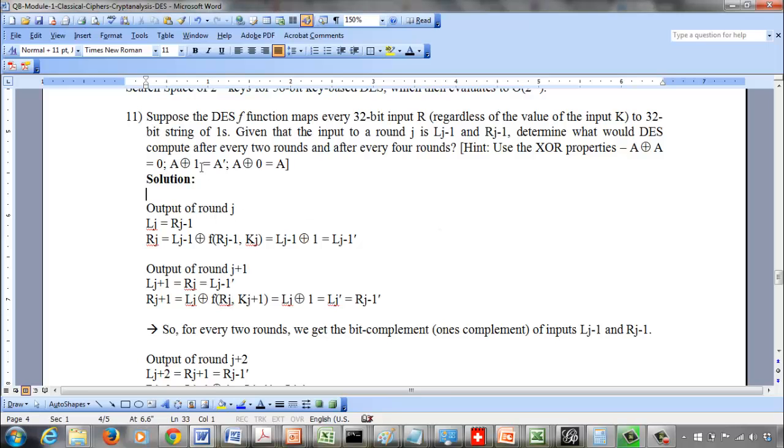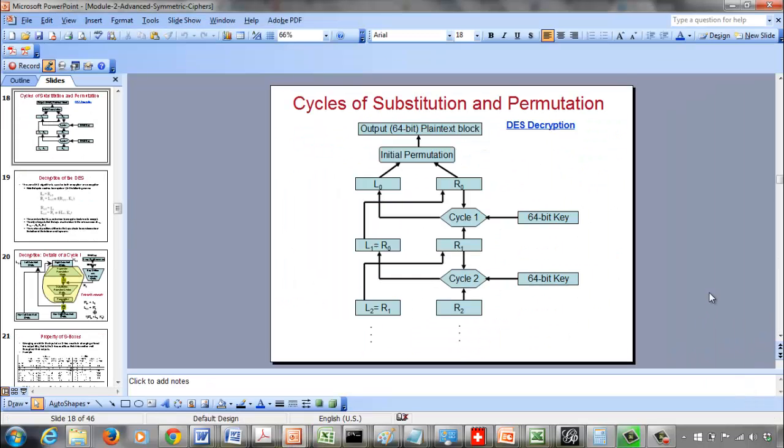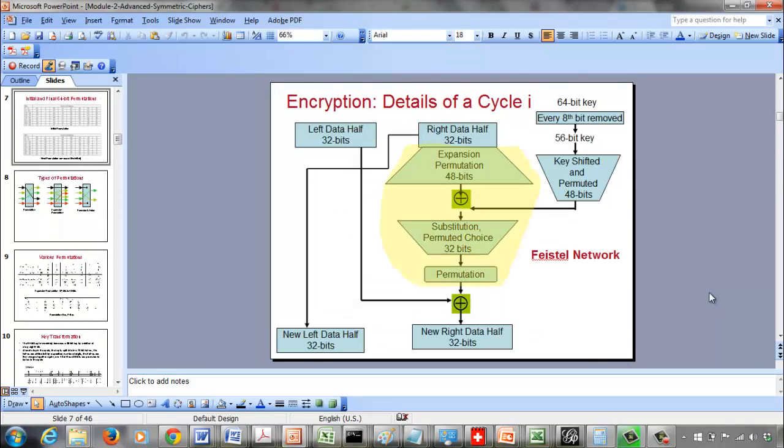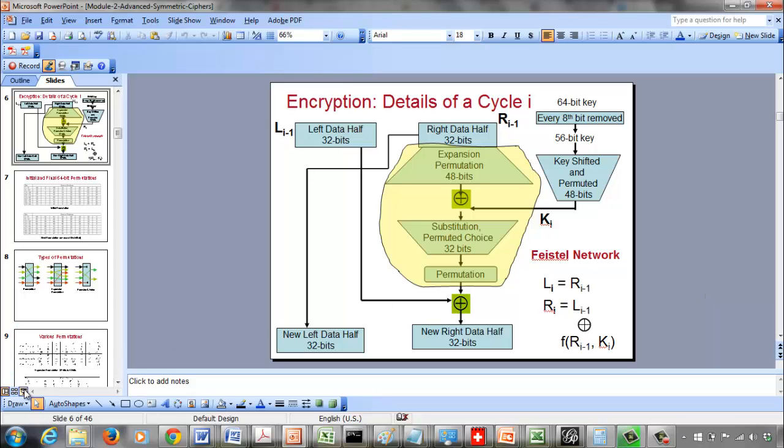Okay, so let's discuss a solution for question number 11 in the sample questions, question bank. Here we have this DES Feistel function f that maps every 32-bit input R, regardless of the key, to a 32-bit string of ones. So if you remember what the DES Feistel function does, it does something like this.